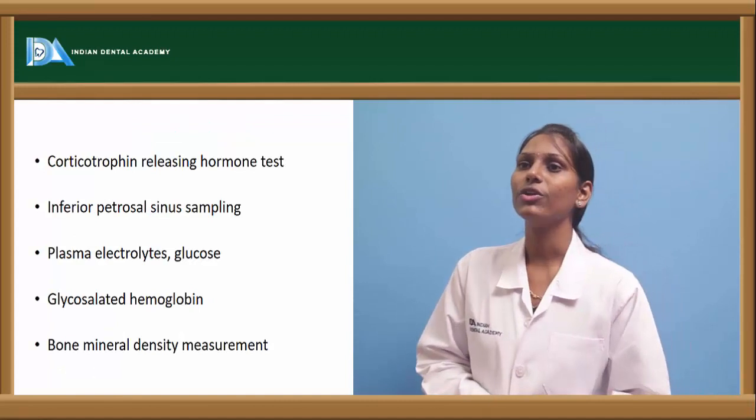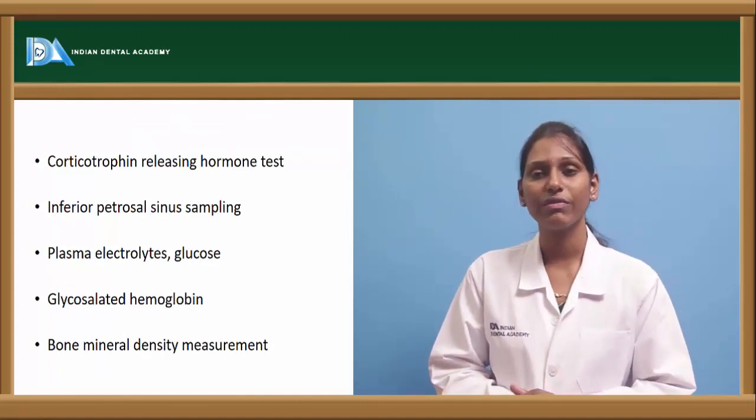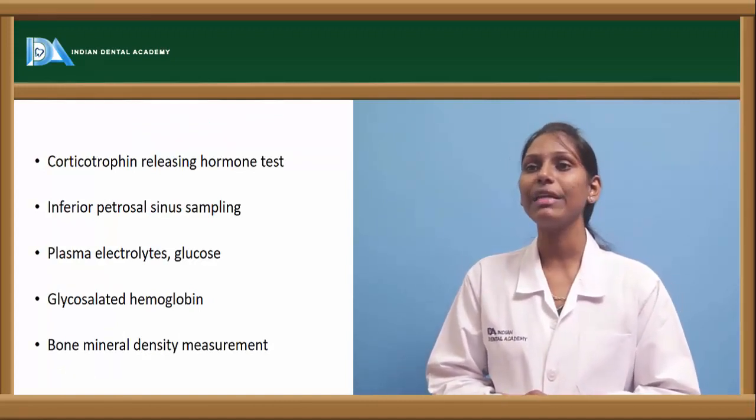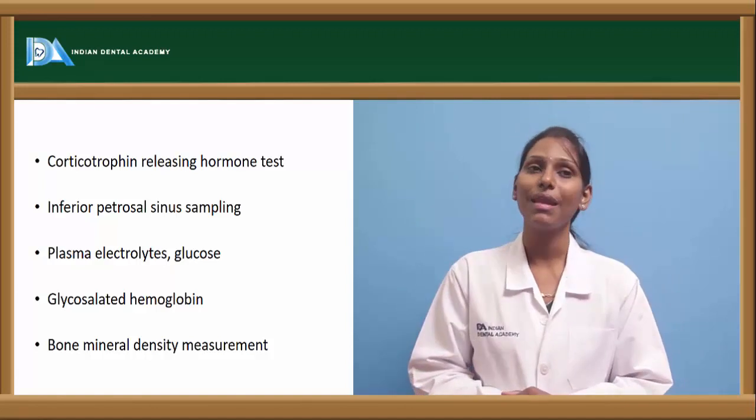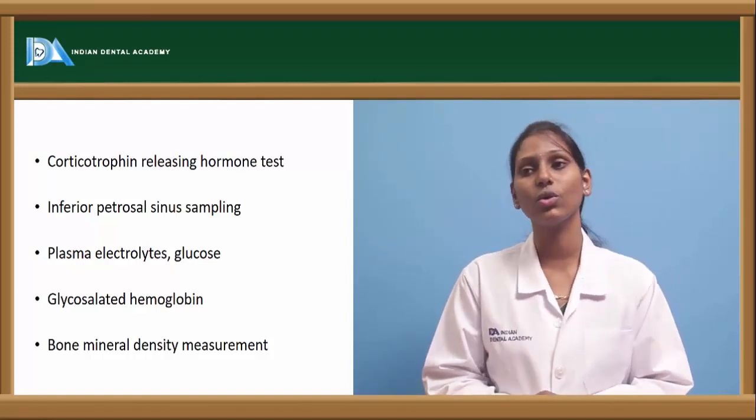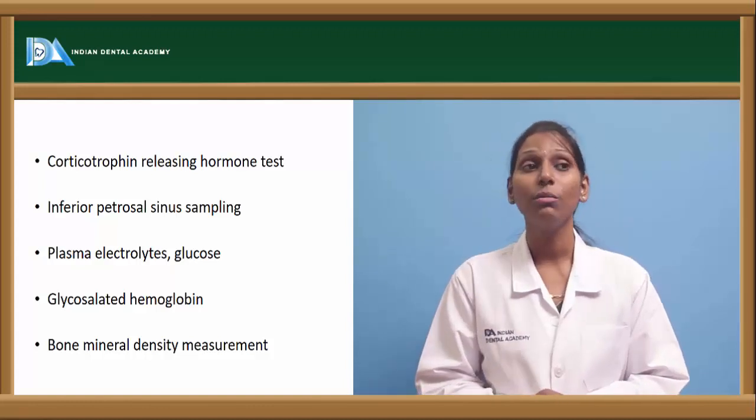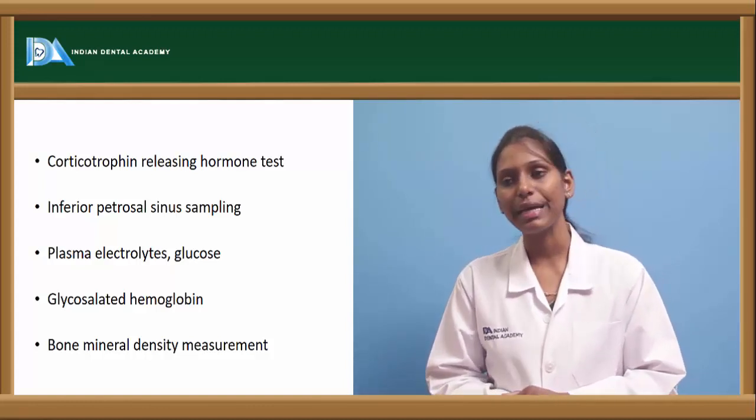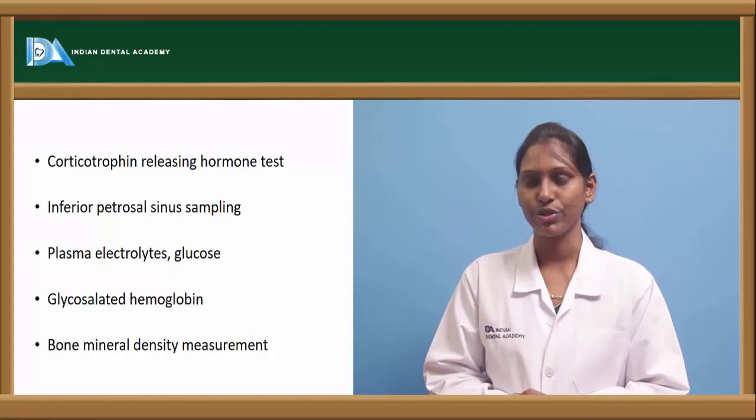Now coming to the corticotropin releasing hormone test, it's also one of the investigations for Cushing syndrome, and we have inferior petrosal sinus sampling, plasma electrolytes, glucose, that is random blood glucose and fasting blood glucose, glycosylated hemoglobin, and bone mineral density measurement, which will also be helpful in checking for Cushing syndrome.